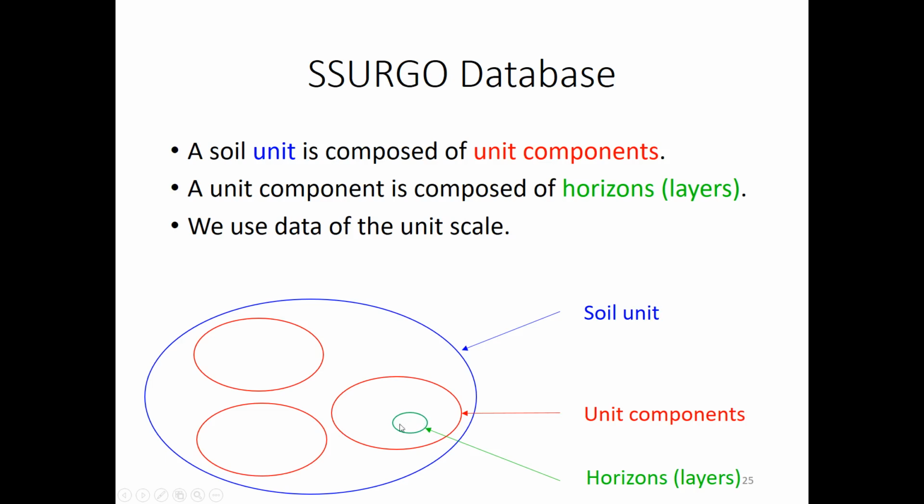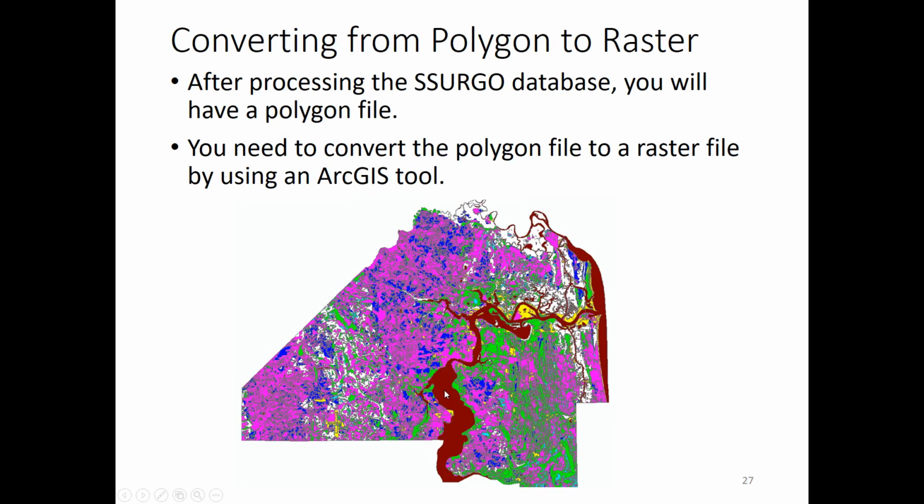And then you need to move from horizon level to the component level, and then from component level to soil unit level, and then you have a K for each soil unit. Maybe we can look at this picture first. So this is what we did.